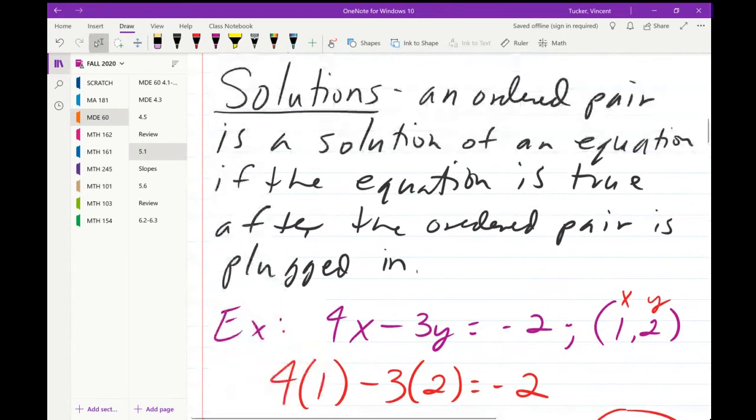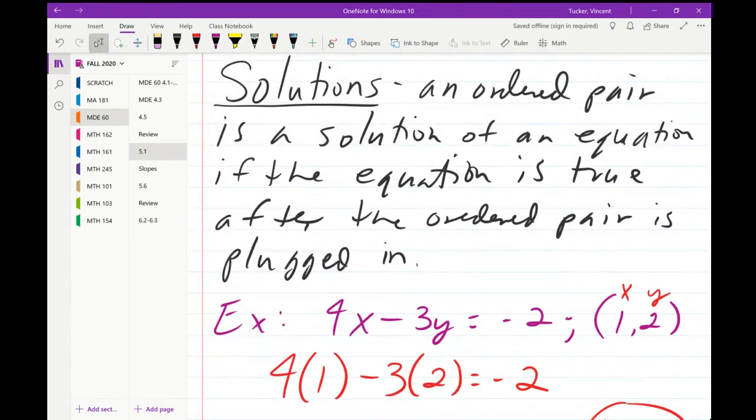All right. So a solution for an equation is an ordered pair. An ordered pair is a solution for an equation if the equation is true after the ordered pair is plugged in or substituted in.